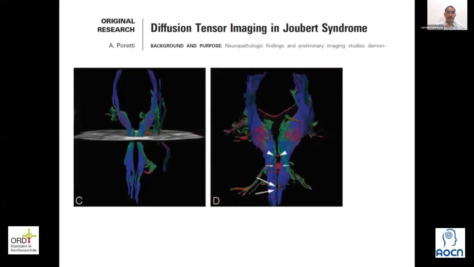This was an interesting paper on diffusion tensor imaging in patients with Joubert syndrome. And on the right, you see the normal DTI. These are the tracts which are shown in the brainstem, and these red lines, which are marked by these white arrows and arrowheads, show decussating fibers. You can see that on the left-hand side, this is a patient with Joubert syndrome who has no decussation at the superior cerebellar peduncle or of the pyramidal tracts.